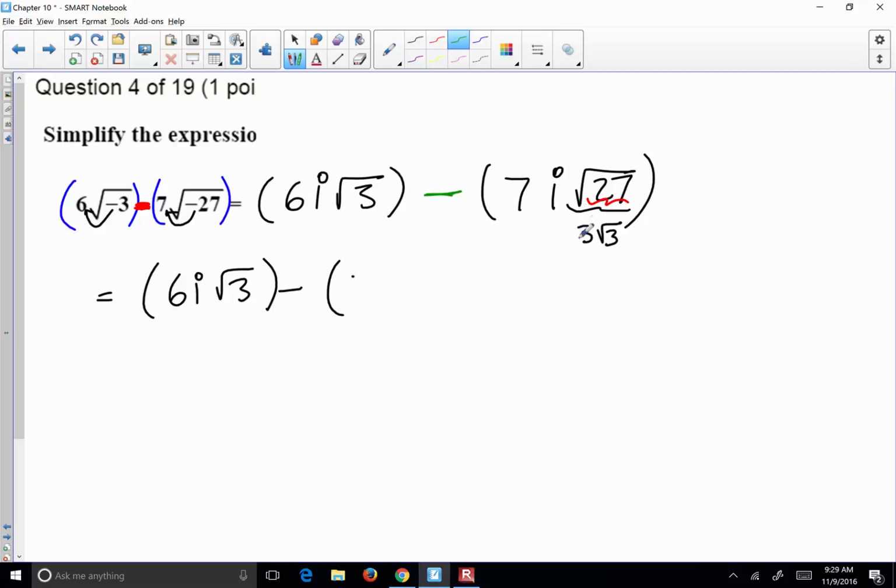Okay, there are 2 free guys now in front of the radicals: 7, 3, and i. i is also free, but they're not quite like 7 and 3. They don't combine. But 7 and 3 will combine into what? 7 times 3 is 21. So it's technically 21i root 3 you have here.